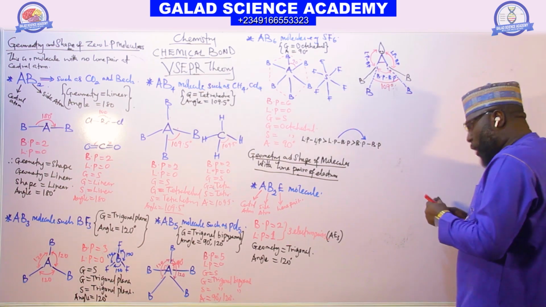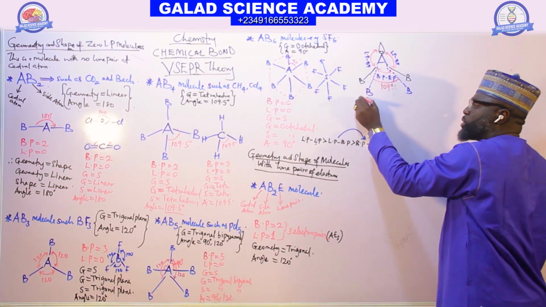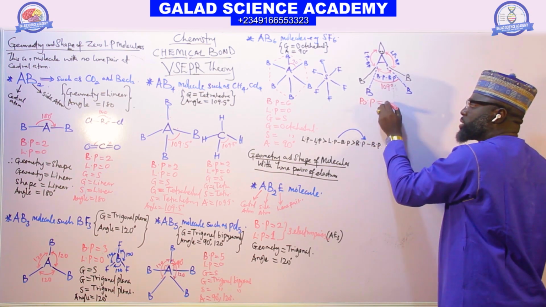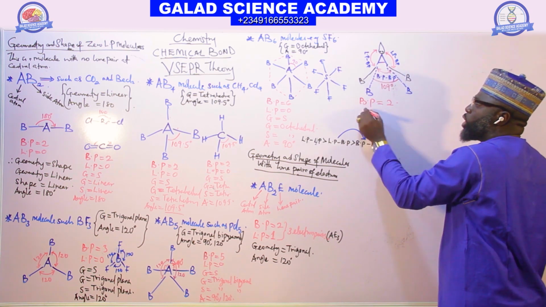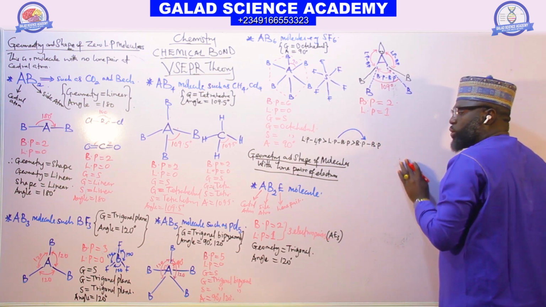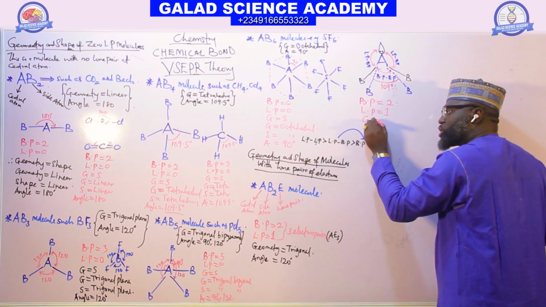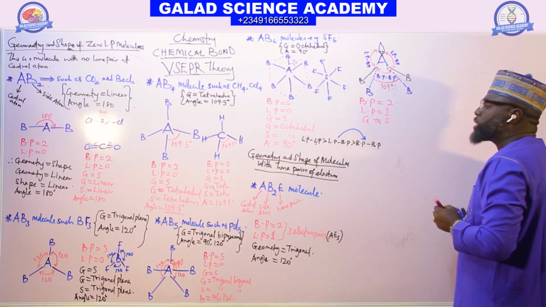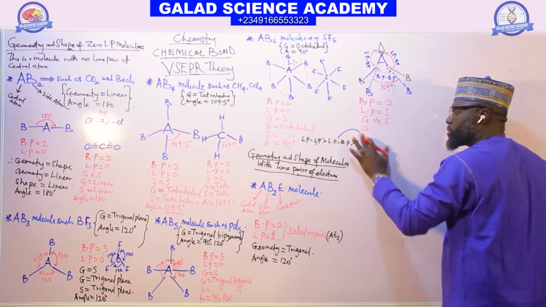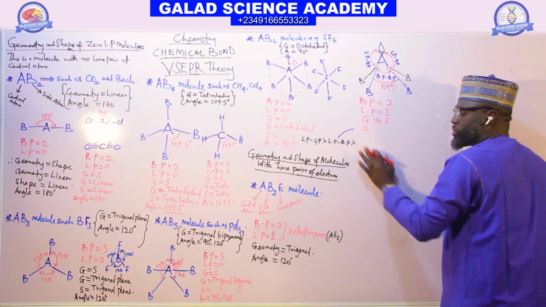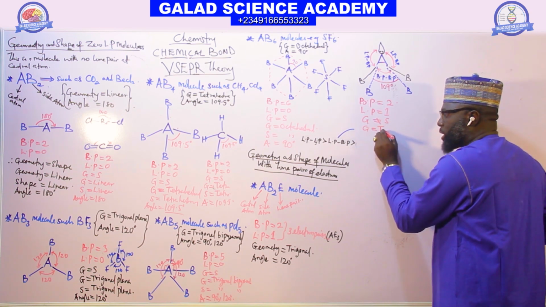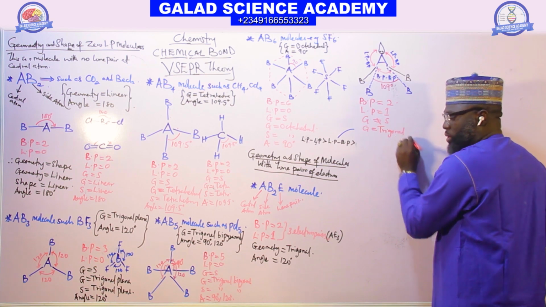So as a result of that, what is our conclusion now? Here, the bond pair is equal to 2, out of lone pair. Lone pair is 1. So when the lone pair is 1, the geometry is not equal to the shape. What is our geometry? Our geometry is triangle.